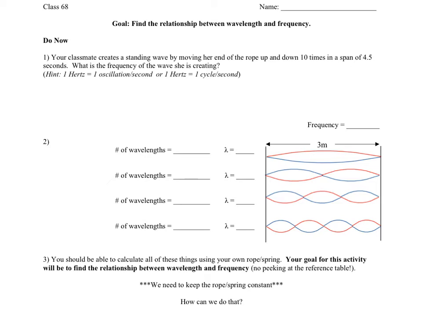What is the frequency of the wave she's creating? So that's something that we actually did in this activity, so this is a good warm up for that. So remember, frequency is number of oscillations per second. So if we have frequency equals, let's see, 10 oscillations in 4.5 seconds, that comes out to be about 2.2 hertz.